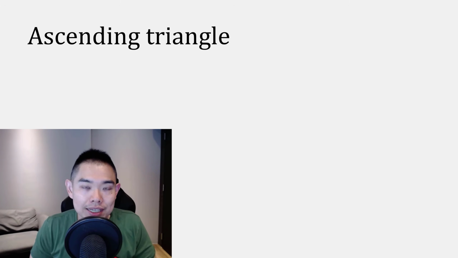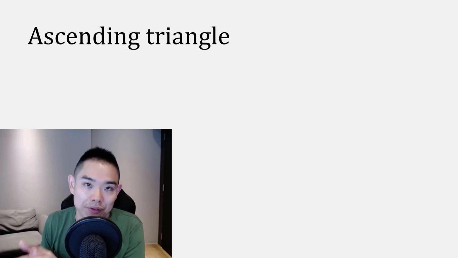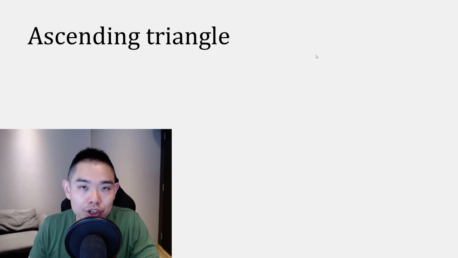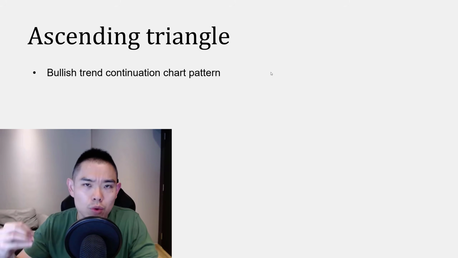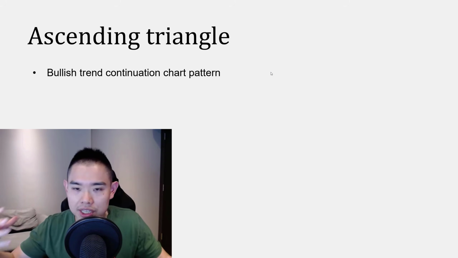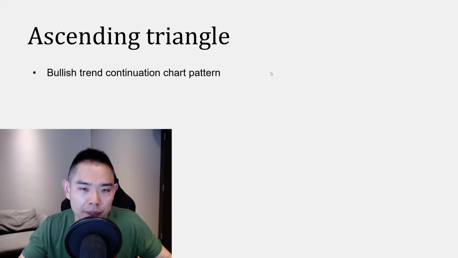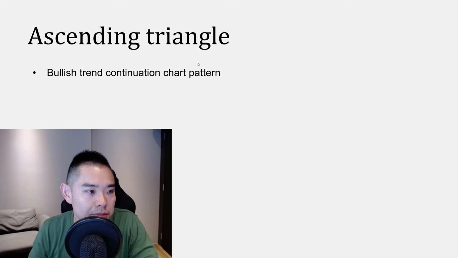Okay, the next one on the list is what I call the ascending triangle chart pattern. Well, I didn't call it the ascending triangle chart pattern. This is what traders who came before me call it. And it's one of my favorite chart patterns to trade because it's a bullish trend continuation chart pattern. And I find that it's actually one of the most powerful ones to trade because the psychology, the price action, the meaning behind this pattern is just so significant. So let me explain how it works.